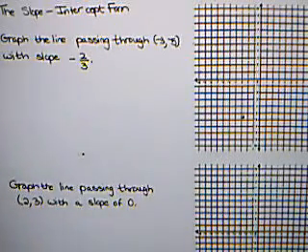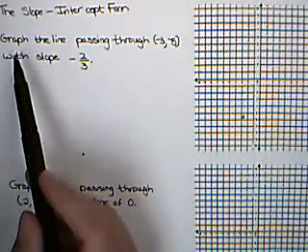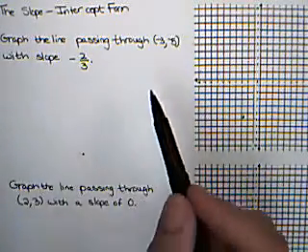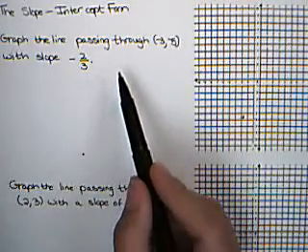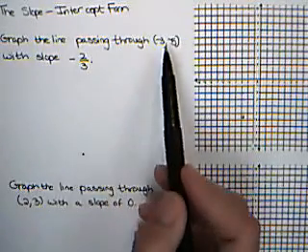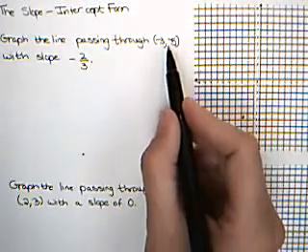In this lesson, we're going to graph using the slope-intercept form of a line. In the first example, graph the line passing through the point -3, -5 with a slope of -2/3. The first thing we need to do is plot our point -3, -5.